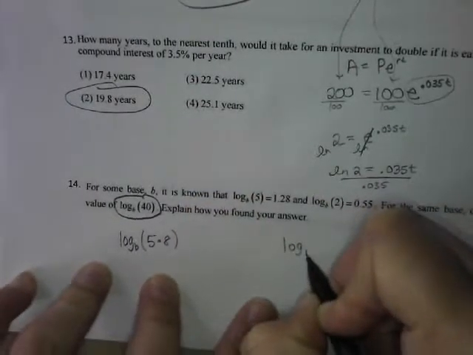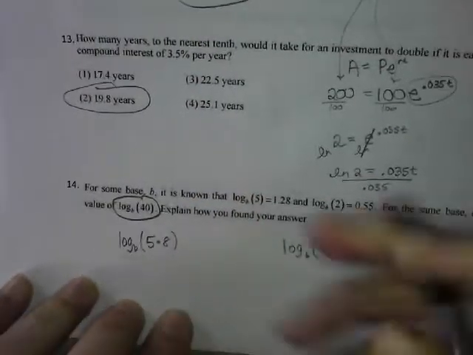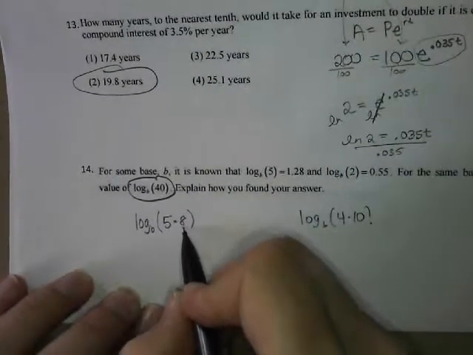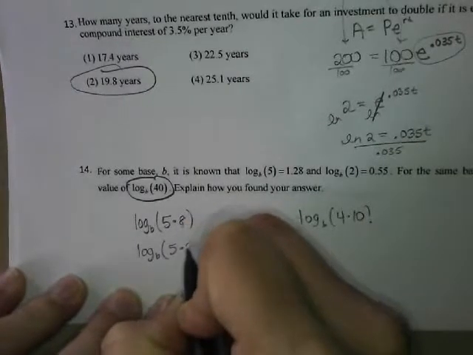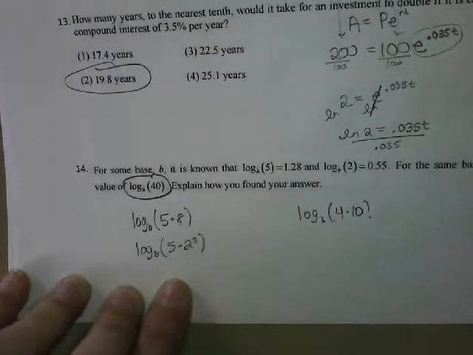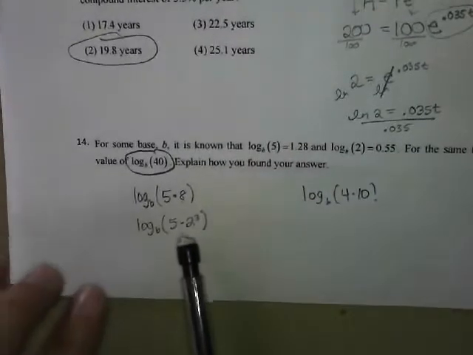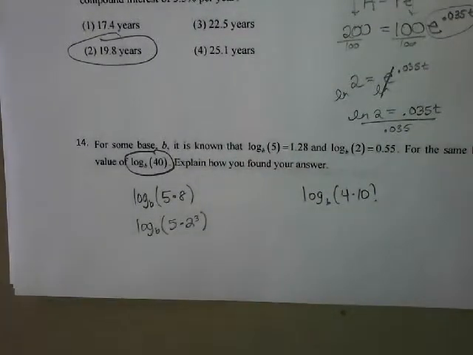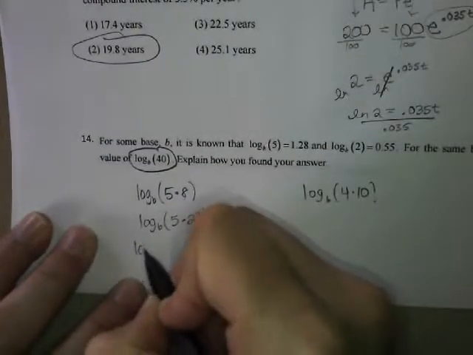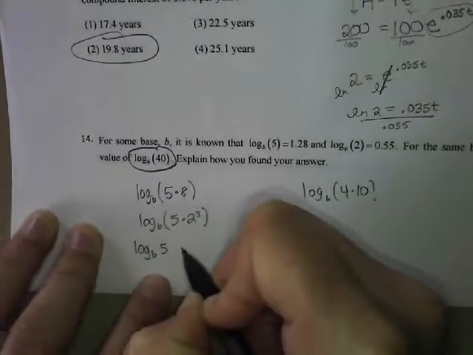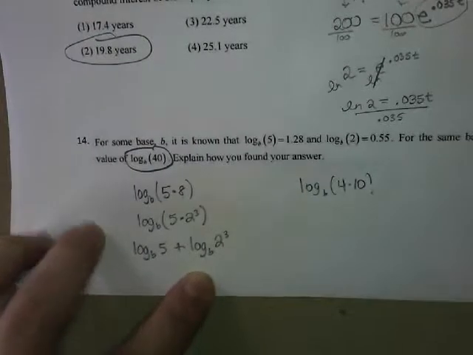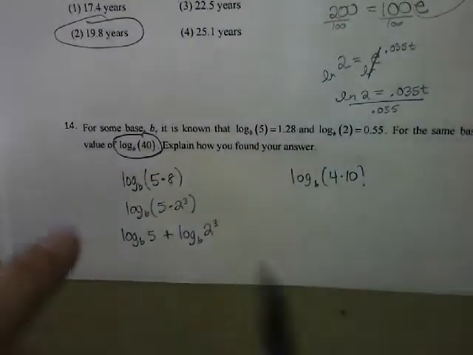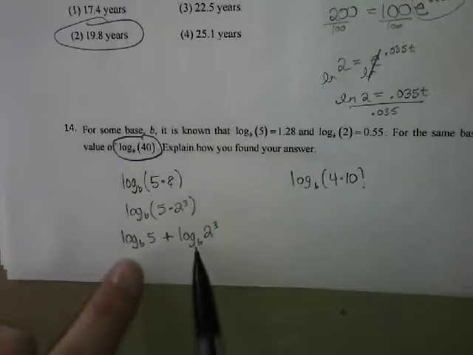Log base b of 5 times 8. Obviously the 5 is good, we like that. 8 is the same thing as 2 cubed, right? So if we do it this way, then going back to those expanding properties that we did in the upper right corner, this is the log of something times something. So it splits up into the log base b of 5 plus log base b of 2 to the third, right? Multiplication, when it's in its condensed version, splits up into two separate logs being added together.